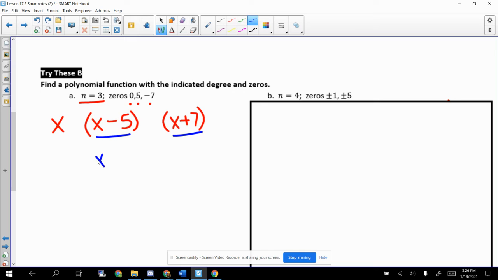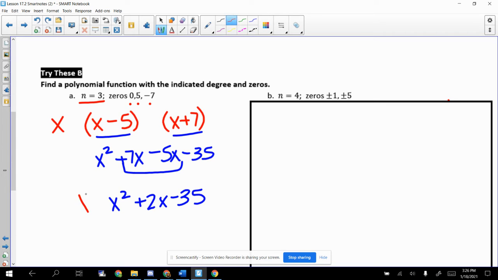X times x is x squared. X times 7 is 7x. -5 times x is -5x. And -5 times 7 is -35. I combine like terms in the middle there. And so I get x squared plus 2x, because 7x minus 5x, and then minus 35.